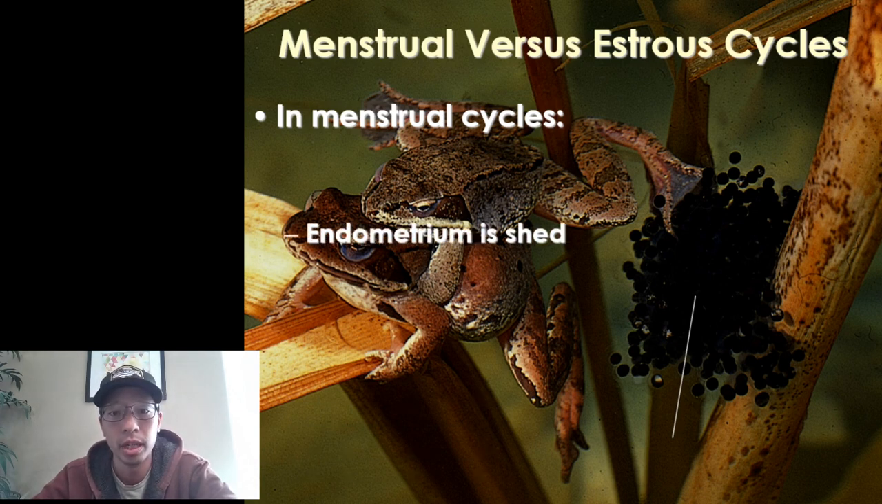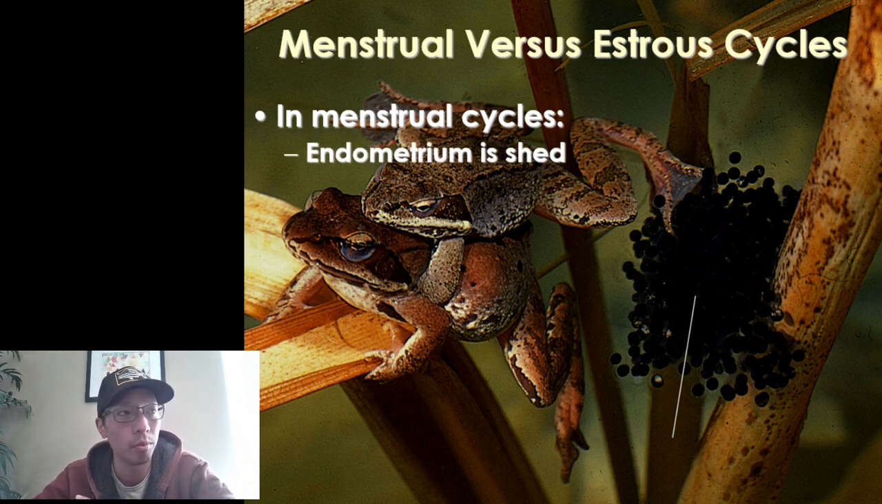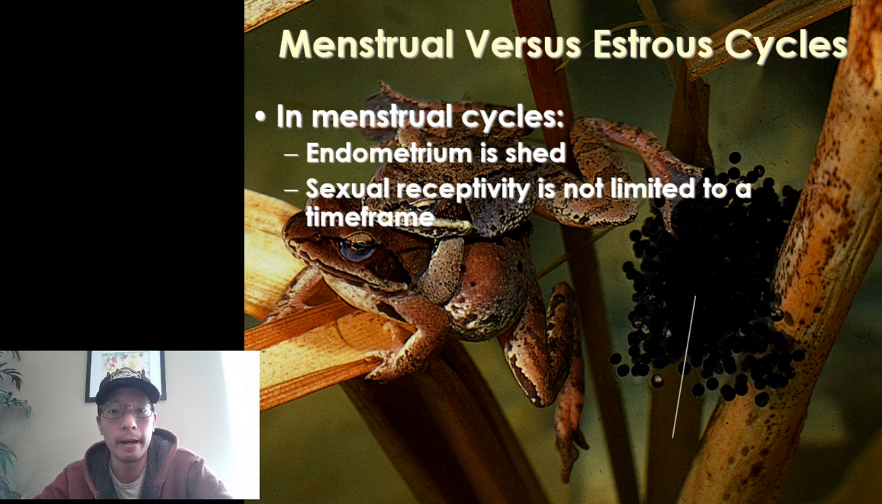To understand that, you have to look at the difference between the menstrual versus the estrous cycle. In the menstrual cycle, this is the cycle that your body goes through if you're not getting pregnant. That's going to require that the endometrium is shed, and sexual receptivity is not limited to a certain time frame.